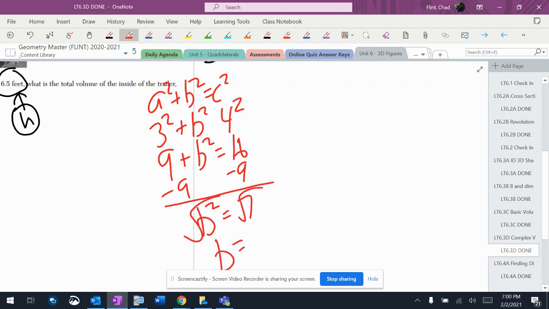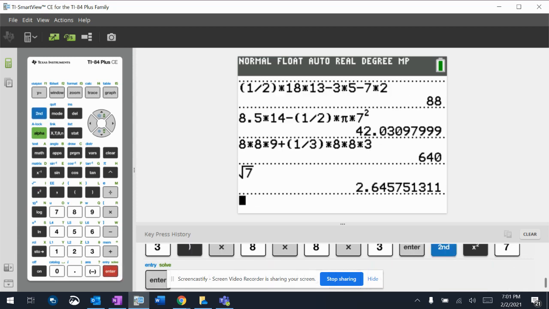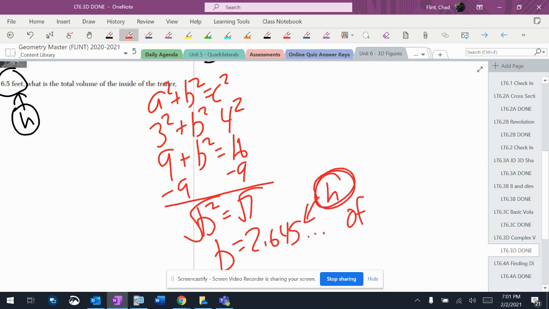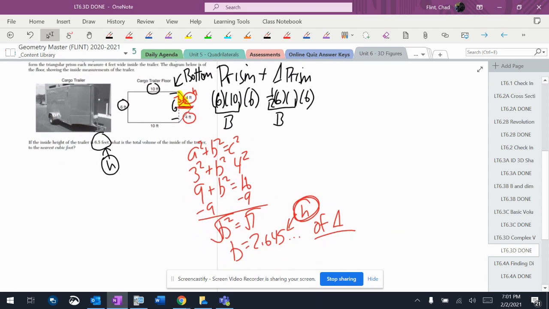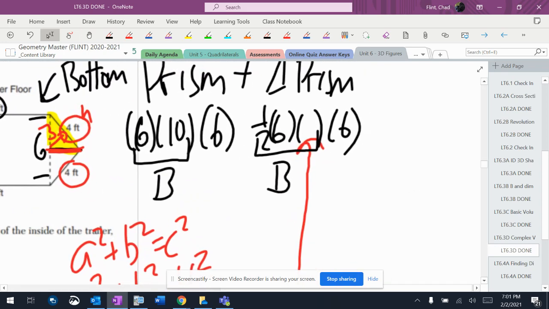I'm going to get a long decimal, whatever. So square root of 7, 2.645. And remember, that is the height of the triangle, not of the prism. So that number is going to go right in that parenthesis right there. Now, I'm not going to rewrite it. I'm going to just draw an arrow like that because I'm lazy.